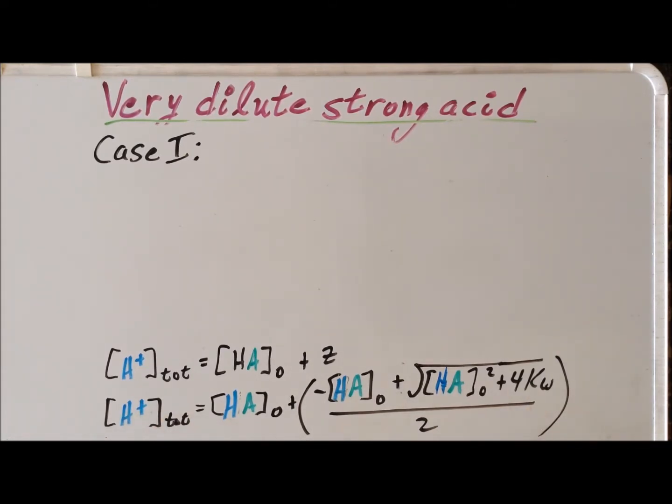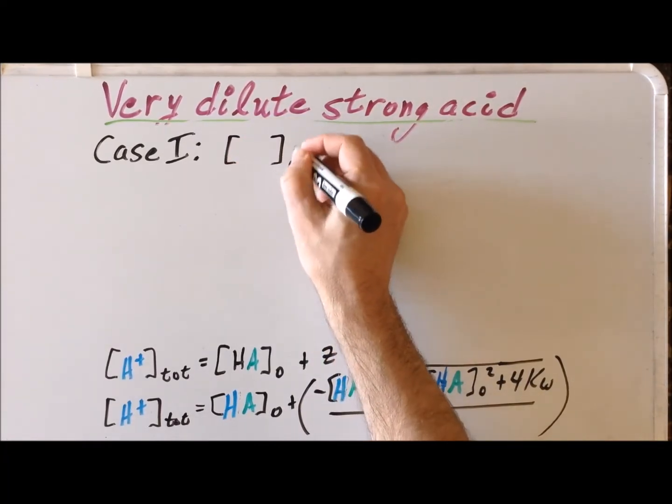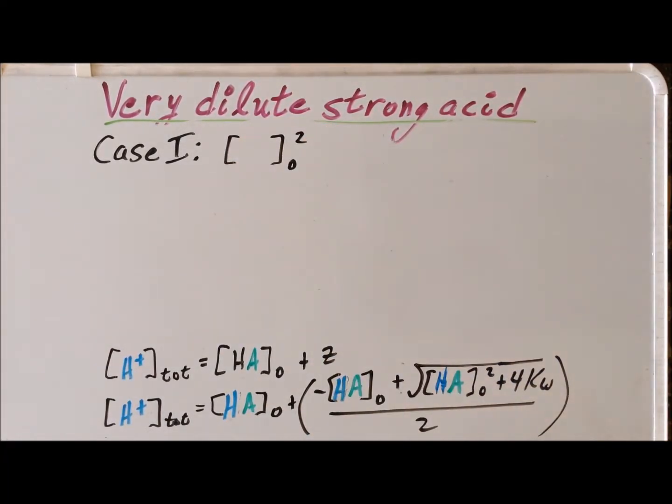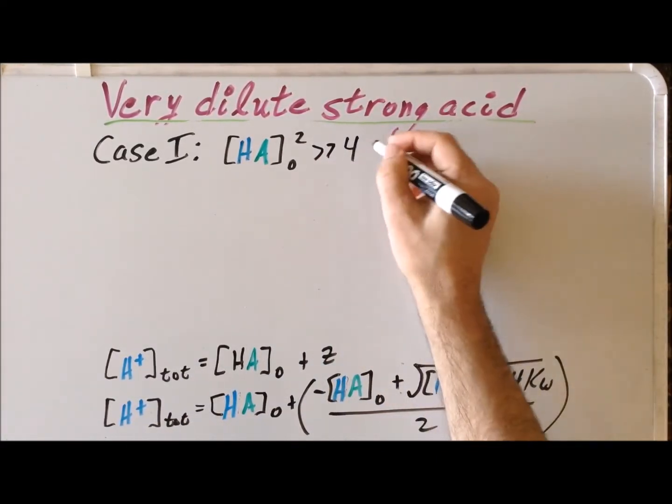So since this is completely general, it must also give us the correct answer in special situations for which we already know what the answer is. That's an excellent way to double check a derivation, is to look at special cases and see that the results agree. So in the first special case, we're going to look at the situation where the concentration of the strong acid squared is going to be much greater than 4 times K sub W.